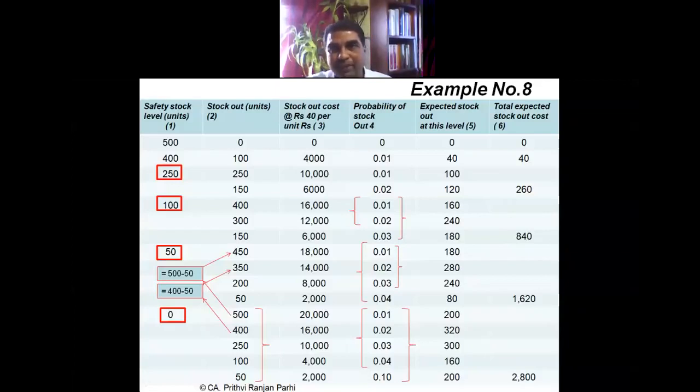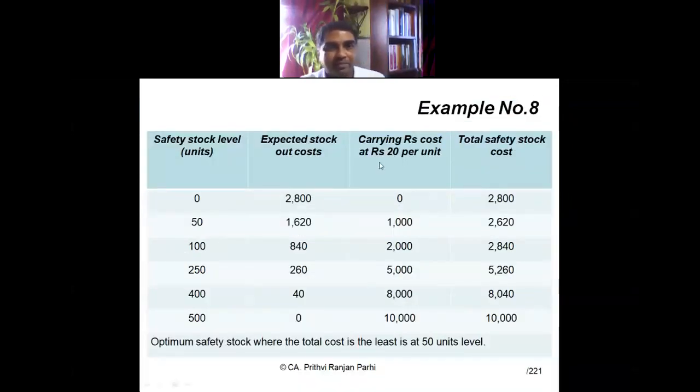Once you know the expected cost of the stock out, the other part of the cost, like carrying cost, is also available with you. So total cost you can find out. Where total cost is minimum, that much safety stock should be kept. That's the concept.